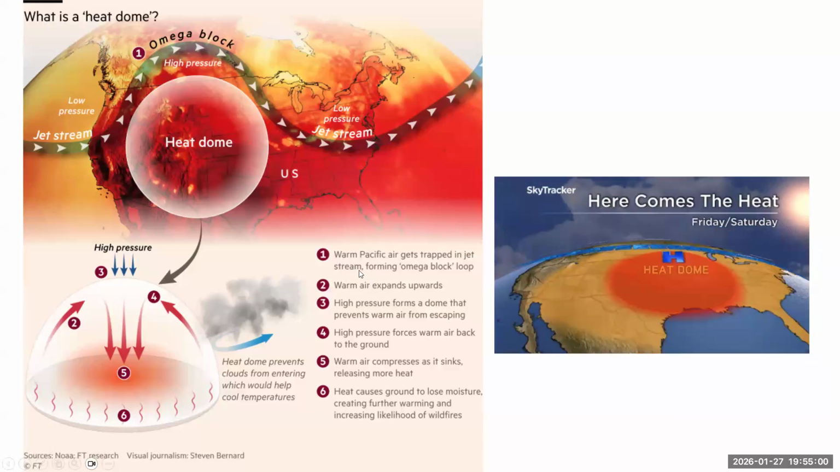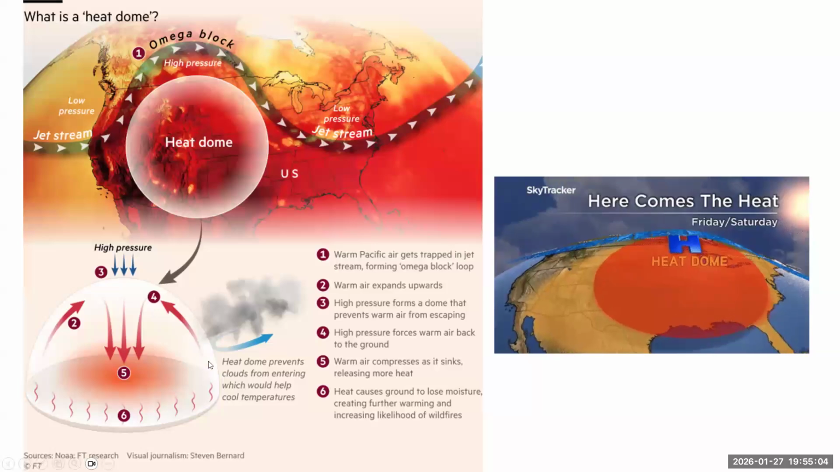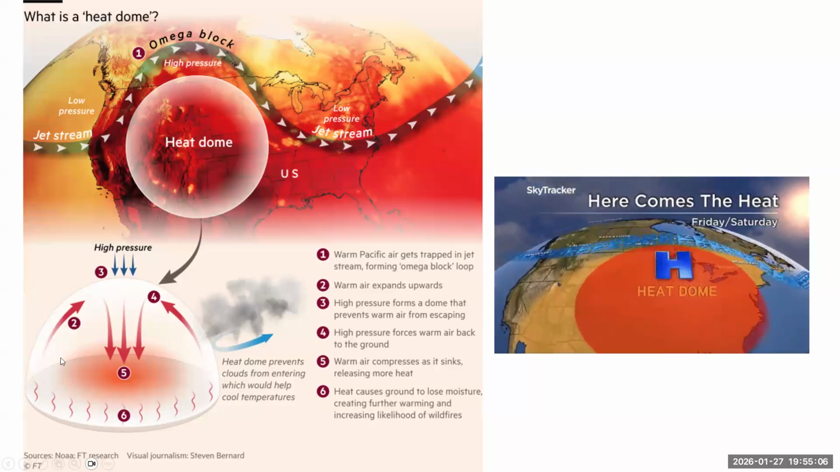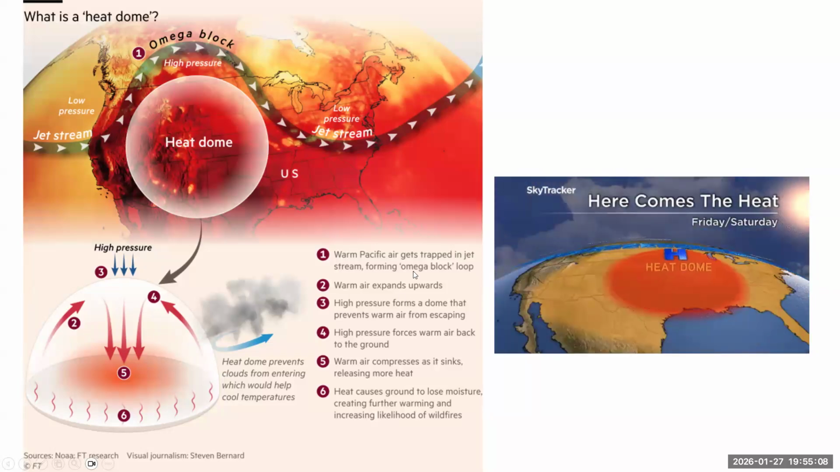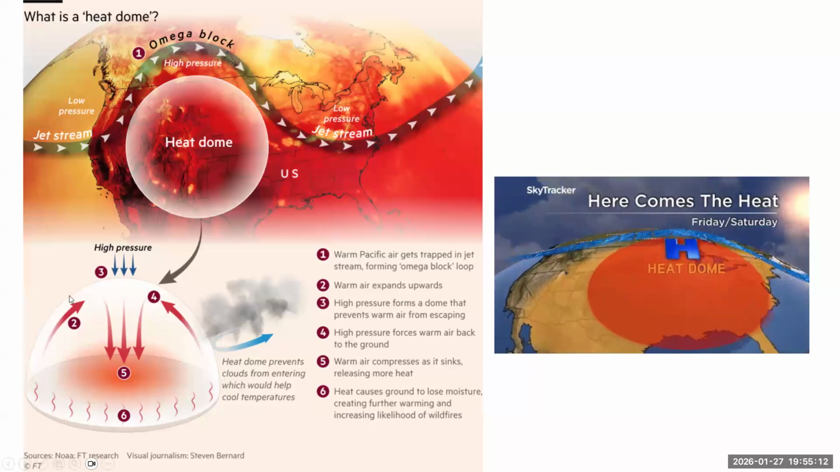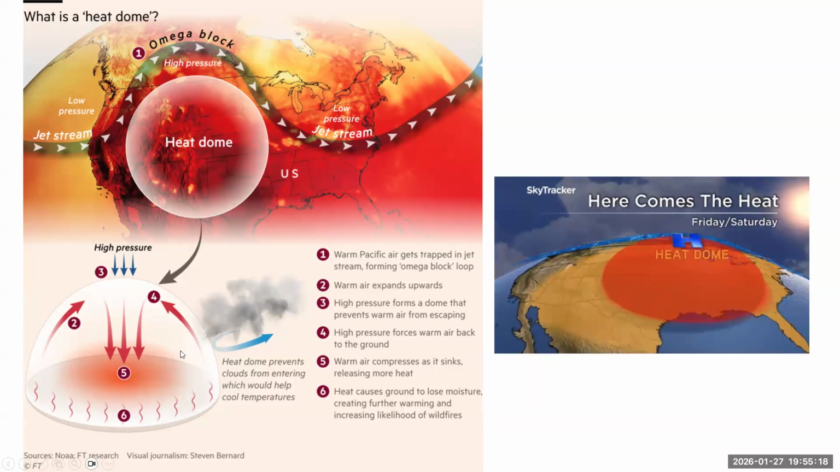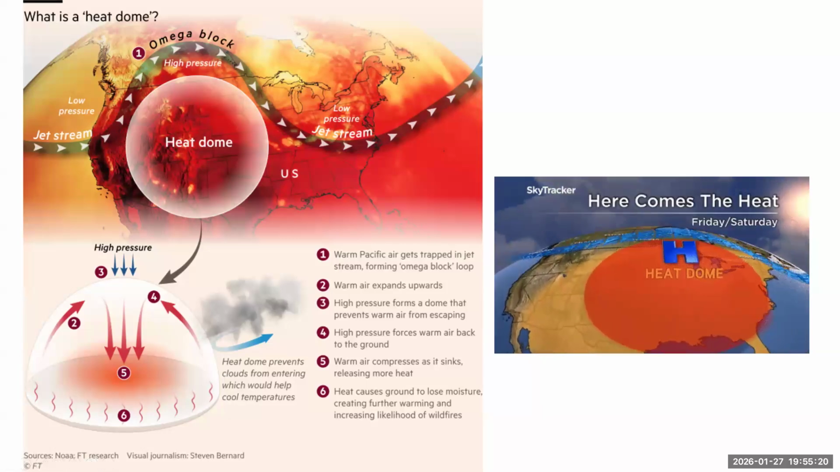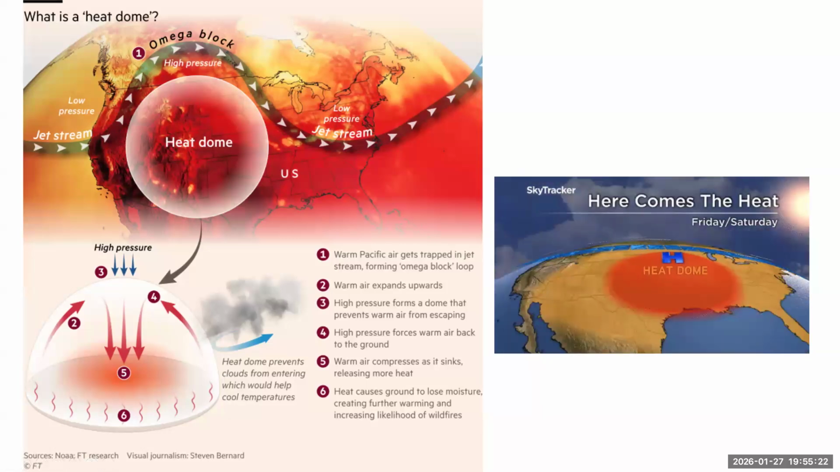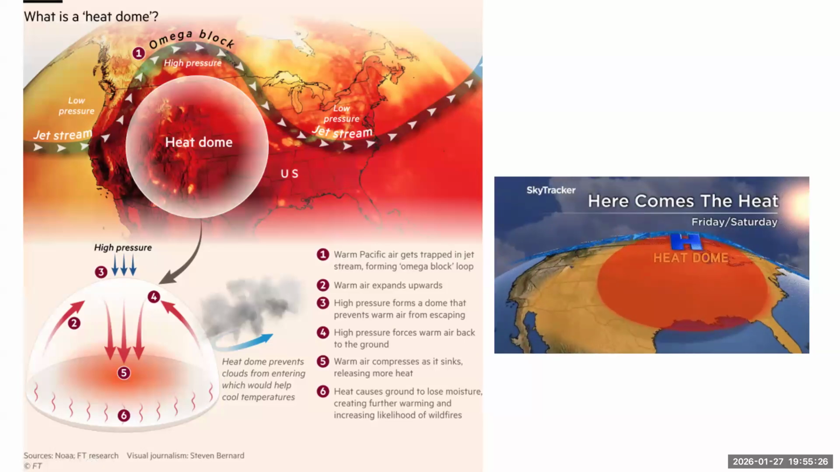form? We can see warm air gets trapped in the jet stream, forming the omega block loop. Warm air expands afterward, and high pressure forms a dome that prevents warm air from escaping. And then the high pressure forces warm air back to the ground, releasing more heat. This is a heat dome.